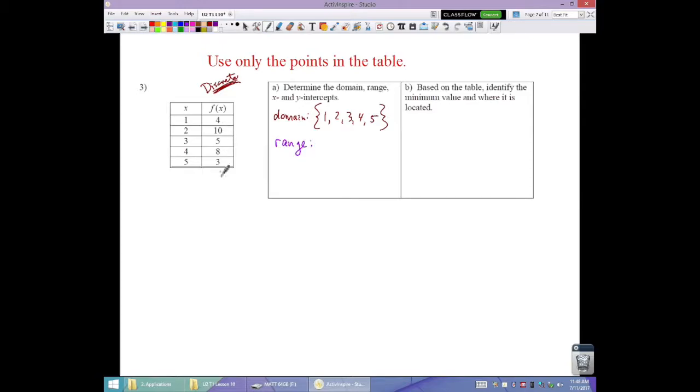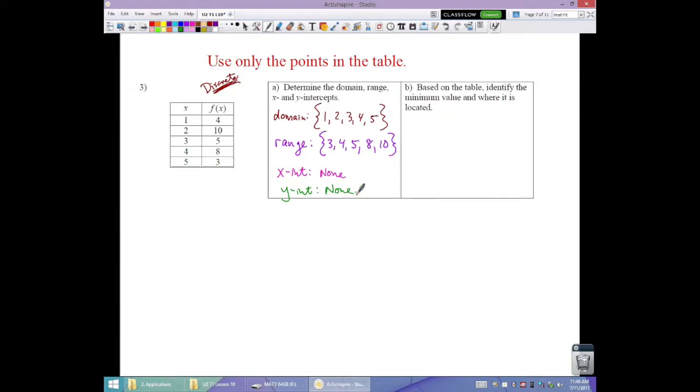The range, again, would be just the numbers that we see. So we used a 3, a 4, a 5, an 8, and a 10. X and y intercepts. X-intercept is where y is 0. Well, notice I don't have that. It's not in the range. So none. Y-intercept would be where x is 0. Again, it's not part of the domain. X is never 0, so there is none.